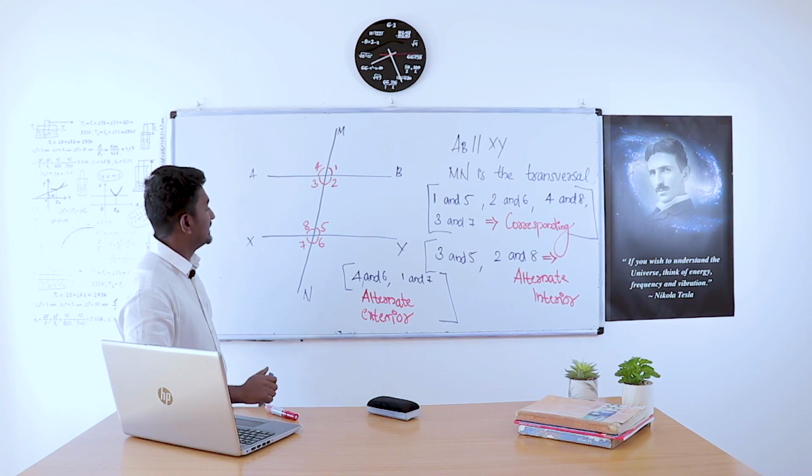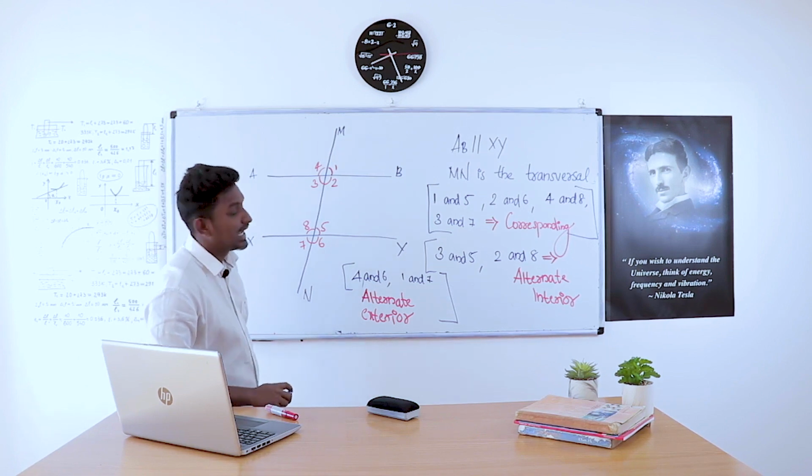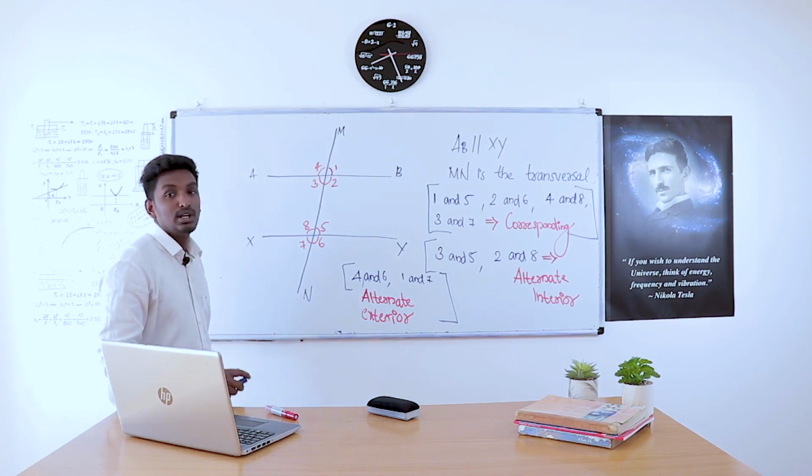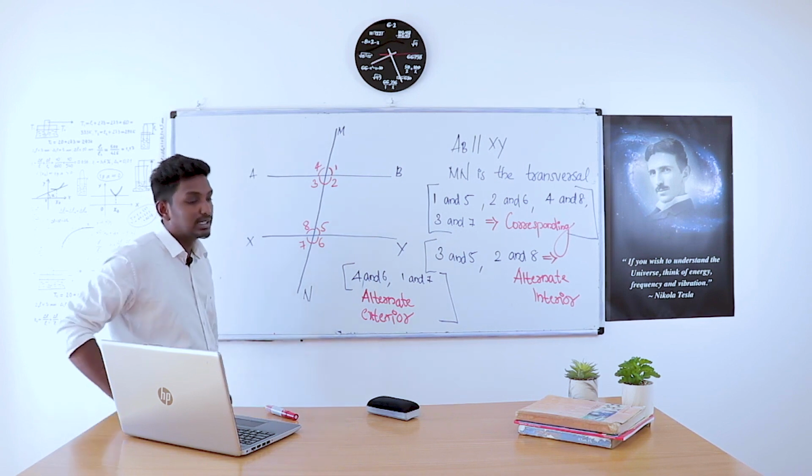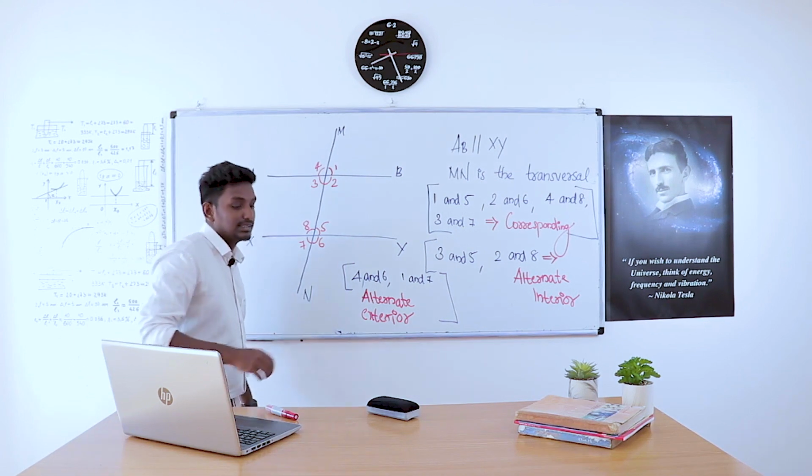Then 4 and 6, and 1 and 7 are called alternate exterior angles.